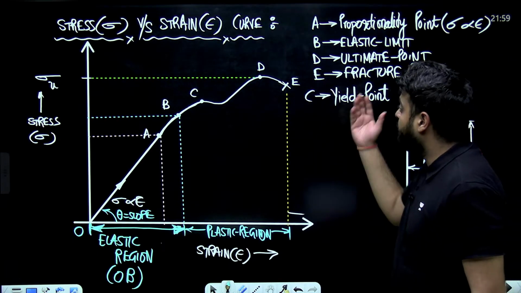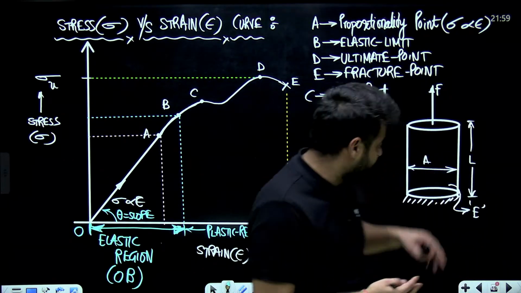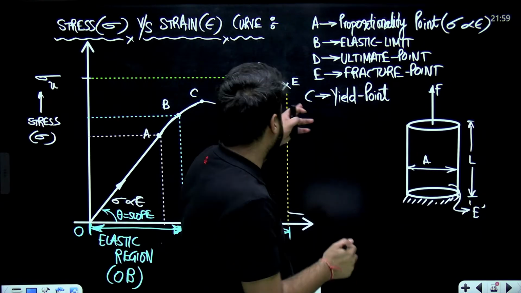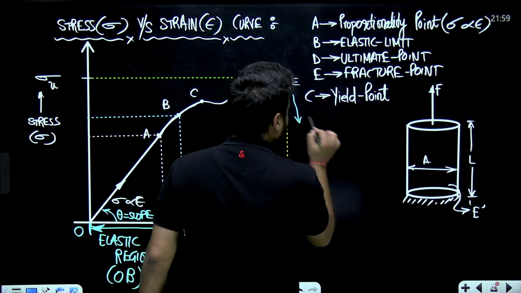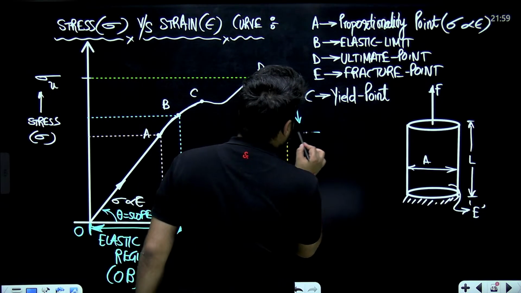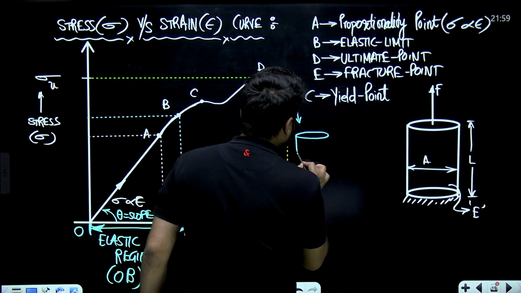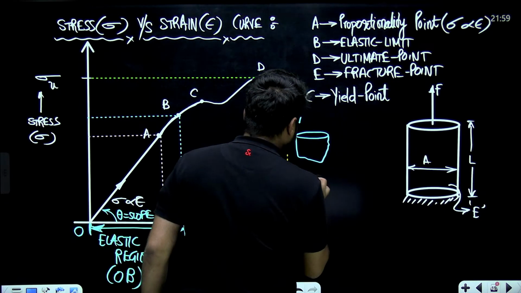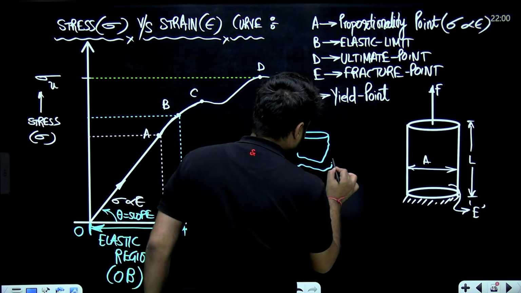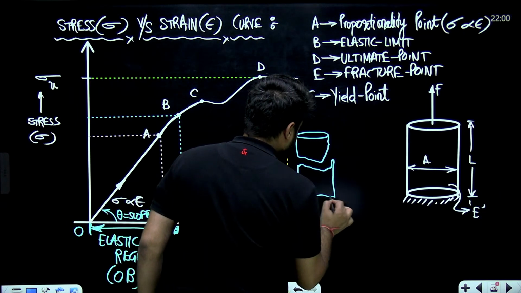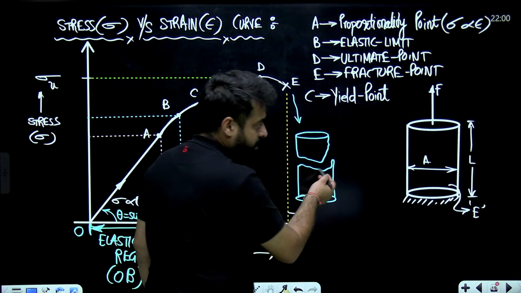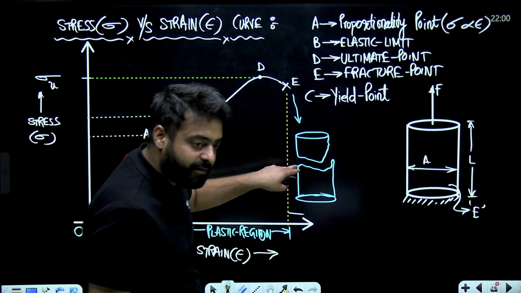Why is E called fracture? Because now the material gets fractured. This material is now broken. At this point, I will show you the practical picture of what happened to this material, how it breaks like this. This is the real condition. It actually fractures.